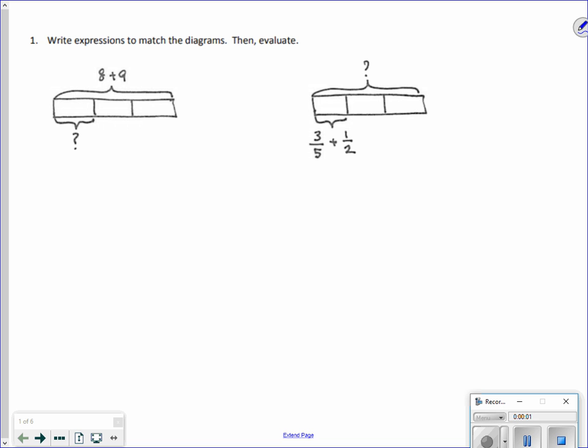with this. When it says write expressions to match the diagrams, then evaluate. So again, the word evaluate really means solve.